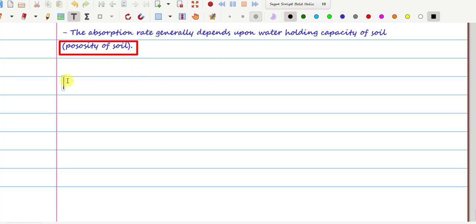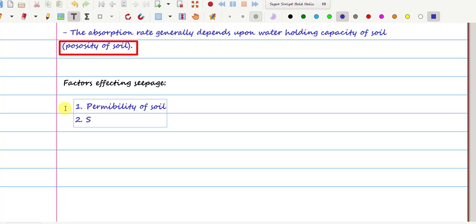Factors affecting seepage. Let's just write down the names of the factors affecting seepage. First factor affecting the seepage is permeability of soil, right? And the second factor is silt concentration. Let's give it a gap so that we may be able to explain it later on.